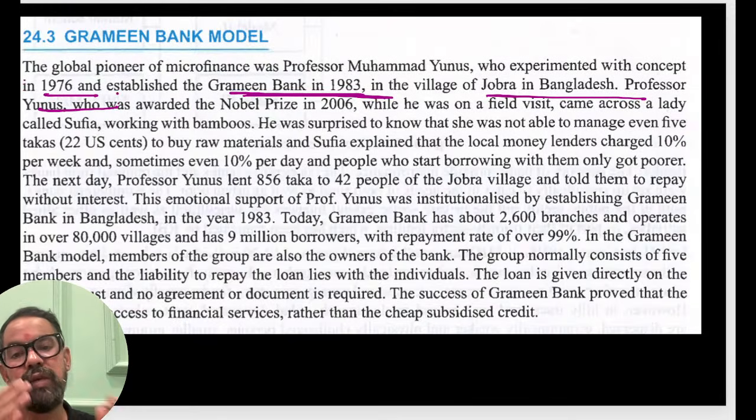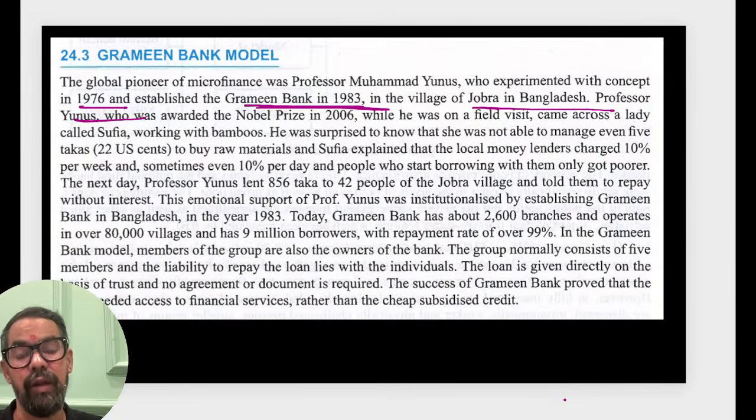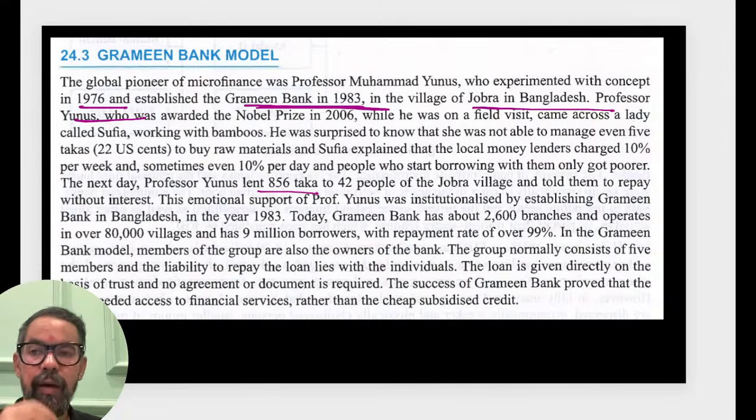So Mohammed Yunus visited that Jobra village, what was the problem? The local money lenders used to lend at a very high rate, right. So what he did, he gave 856 takas to 42 people without any interest, and all these people returned that money. So gradually the lending grew, and this Grameen Bank itself is owned by the borrowers. The bank is entirely owned by the borrowers, and we have a 99% repayment ratio for this bank, right? So please do remember these particular things.